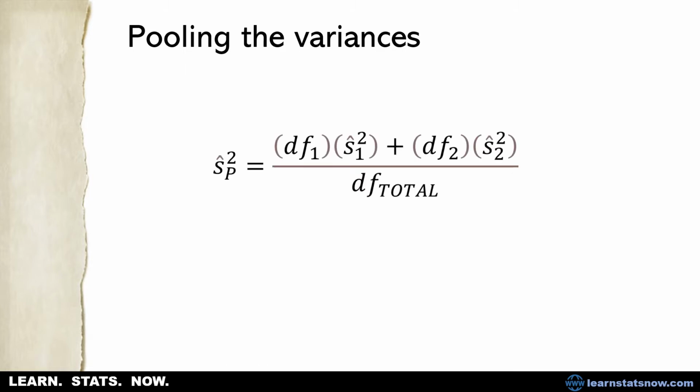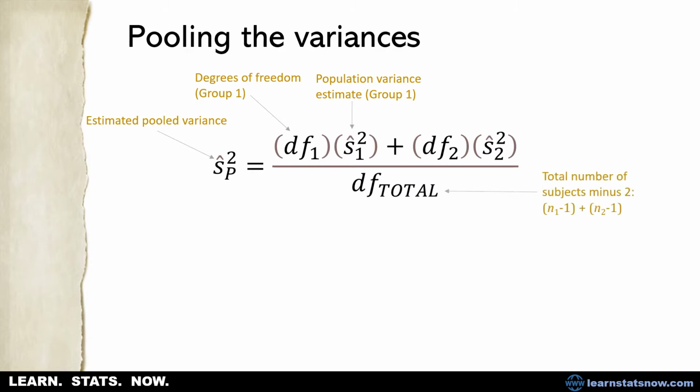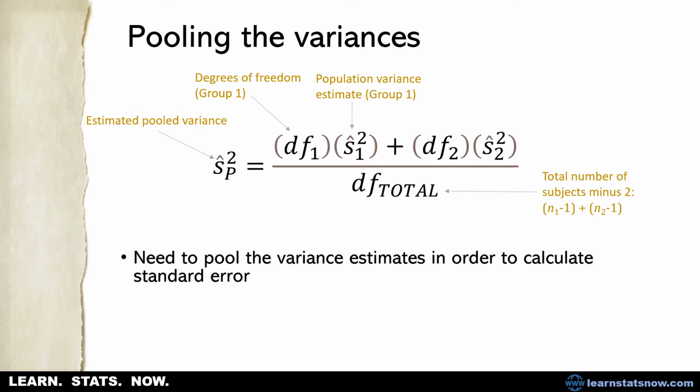In order to calculate the t-ratio, we first need to pool the variance estimates from our two samples. So there's the term for the estimated pooled variance, and in the numerator, we simply have degrees of freedom for the first group multiplied by the population variance estimate for that first group or sample. We do the same thing for the second group or sample, and then we divide by the total number of subjects minus 2. And we need to pool the variance estimates in order to calculate the relevant standard error.